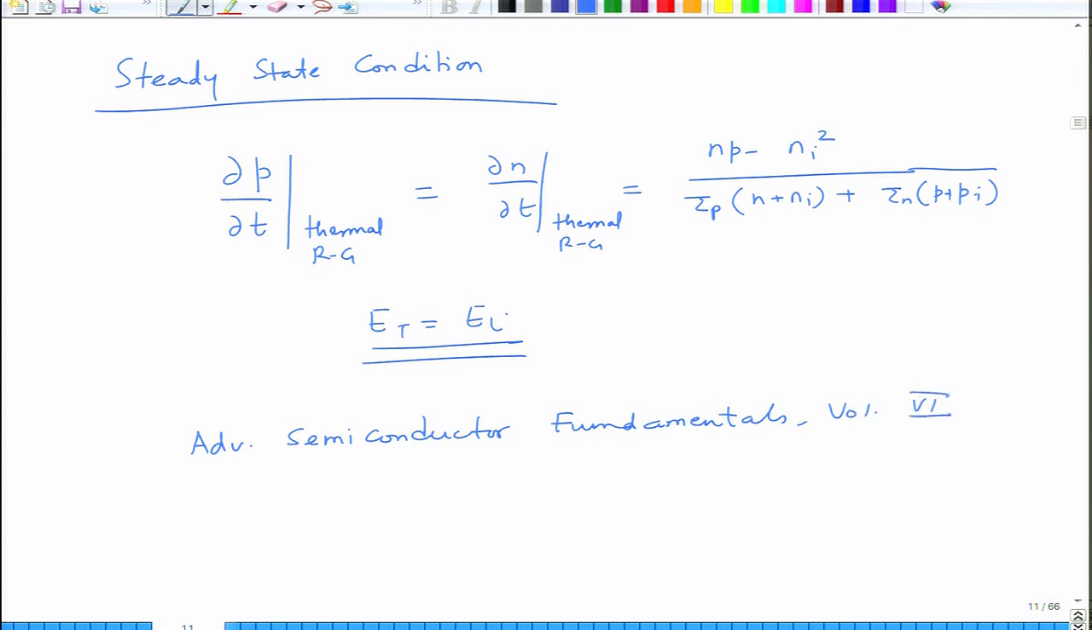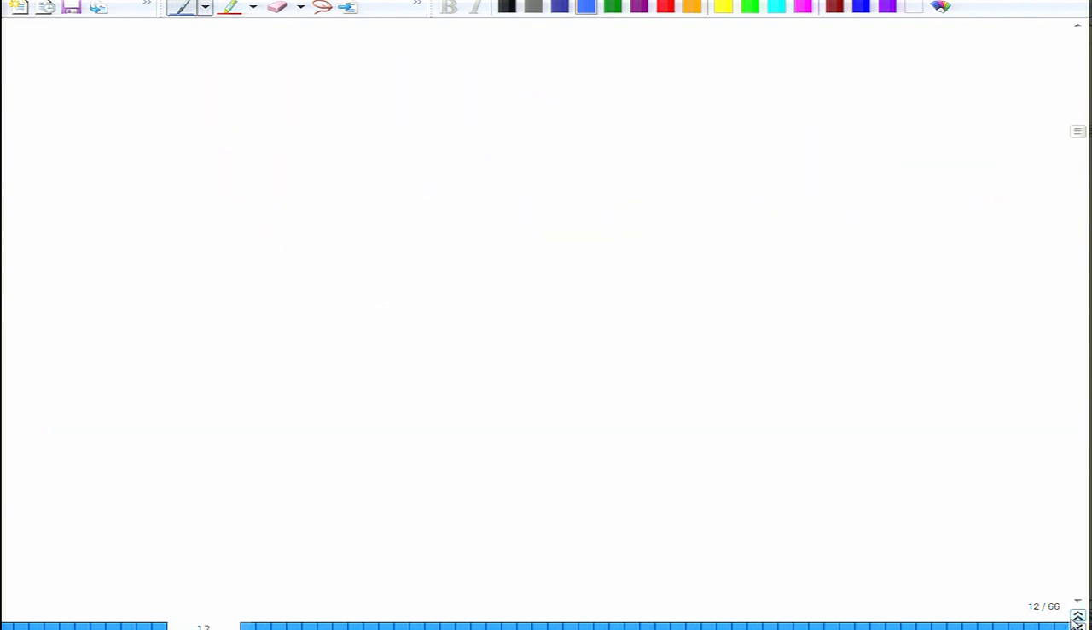Volume 6, okay, this is by R. Pierret. So, chapter 5 deals in detail with recombination and generation statistics. So, this is what basically the recombination generation statistics in brief is. There are other cases as well which we can deal with, but we don't have time. But another, so one is this trap assisted recombination. Second recombination generally that happens is surface recombination.